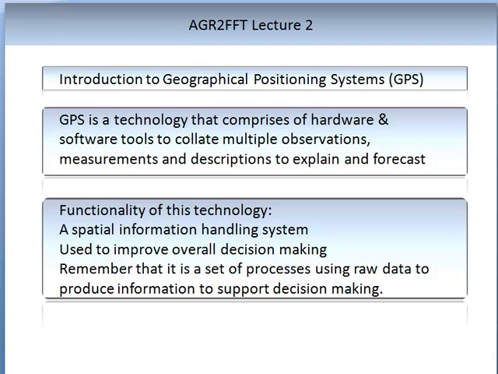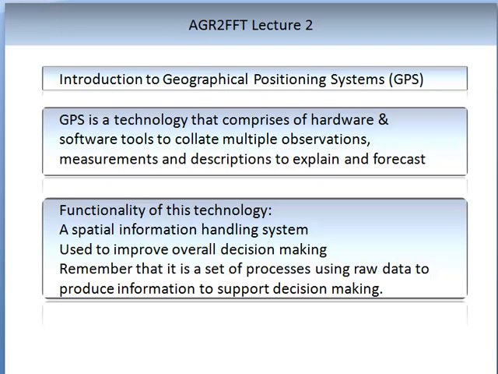This is a technology which is often abbreviated to the letters GPS, and I will be using this abbreviation throughout this course. It is a technology that uses hardware and software tools to collate a number of observations, measurements and descriptions. This information can be used to explain observations and for forecasting. The technology is used in a wide range of applications. From an agricultural perspective, these include a spatial information handling system. They can be used to improve overall decision making on your farm.